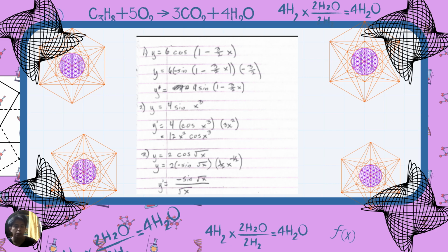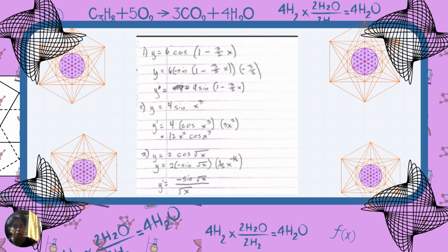And then multiply the negative by 6, it equals 9 sine, then copy the 1 minus 3 over 2x. So that's the derivative of 6 cos of 1 minus 3 over 2x.